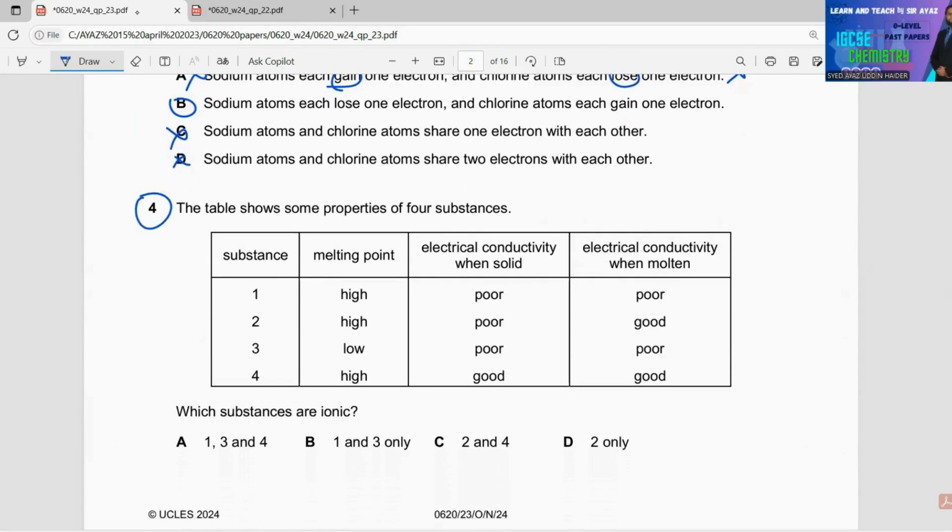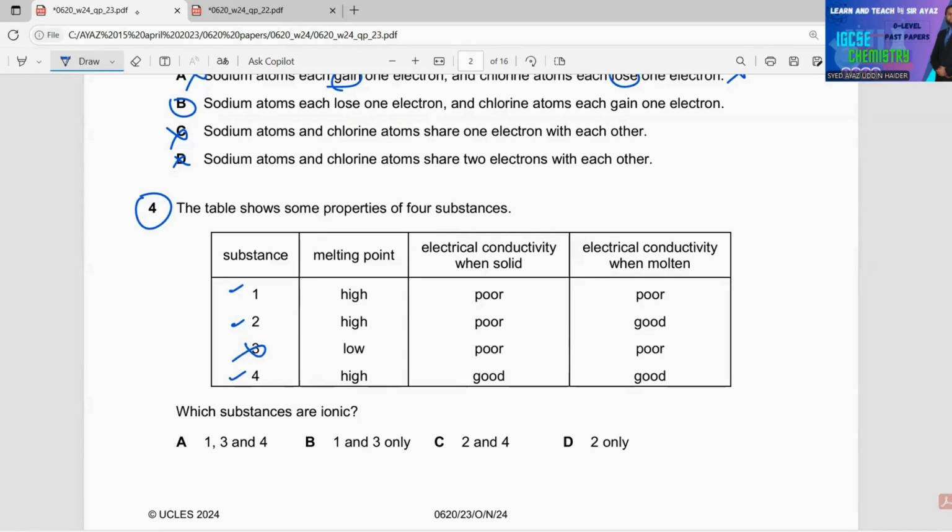MCQ number 4. The table shows some properties of 4 substances. So we have substance 1, 2, 3, 4. We mentioned melting point, electrical conductivity when solid, electrical conductivity when molten. Which substances are ionic? Now, ionic substances, they must have high melting point. That's for sure. So 1, 2, and 4 can be ionic compound. 3 can't be the ionic compound. The melting point is low.